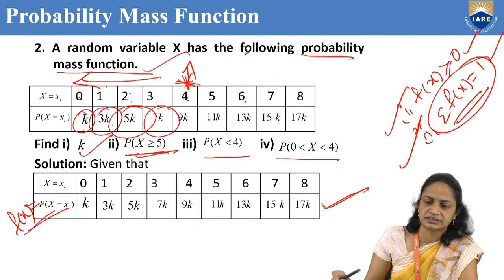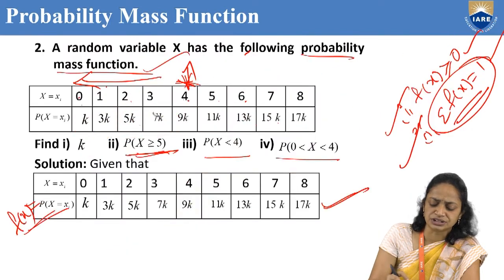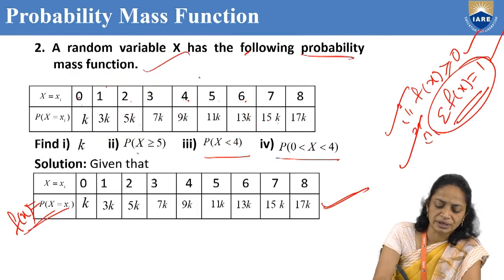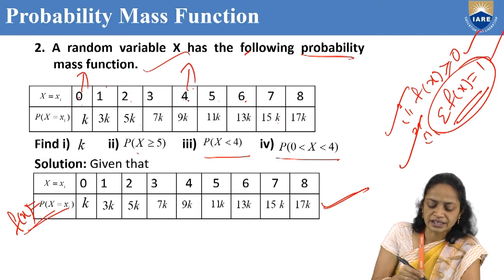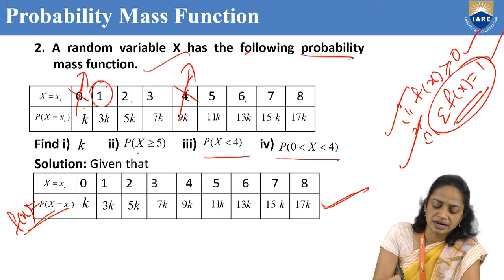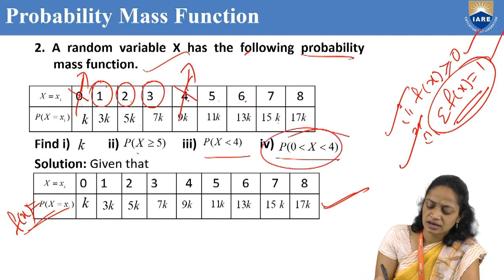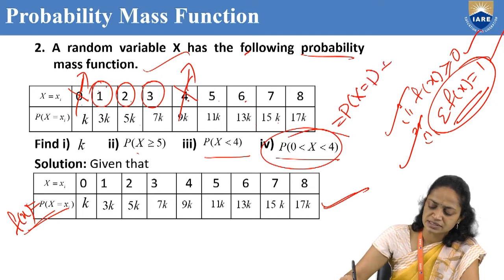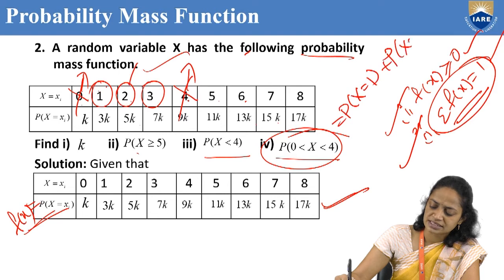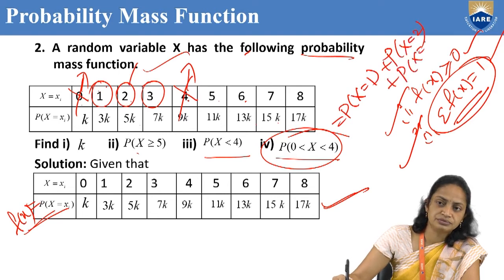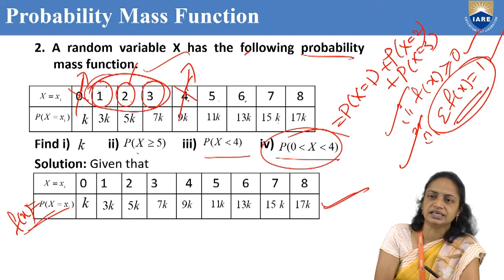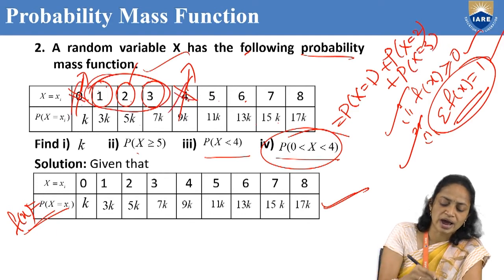And the last one is to find the probability of 0 less than x less than 4. Here we have 0 and here we have 4. Excluding 0 and 4, we have to take only 1, 2, 3. So we have to take p of x equal to 1 plus p of x equal to 2 plus p of x equal to 3, only these three values excluding 0 and 4.